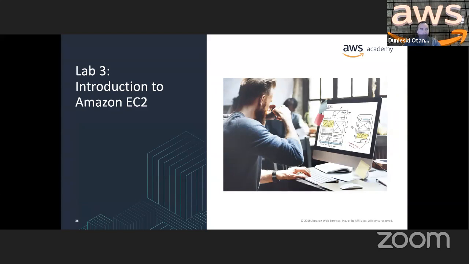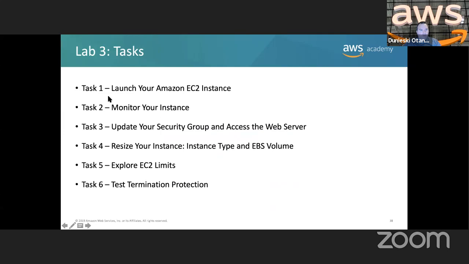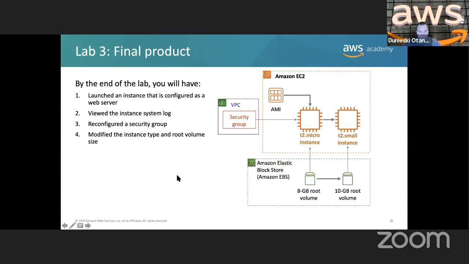In Introduction to Amazon EC2 Instance, it's going to be lab 3. You will launch and configure your first virtual machine that runs on an Amazon EC2 instance. I'm sure that's not going to be your first. I'm sure many of you already did that in your own time. Okay. So you're going to launch your Amazon EC2 instance, monitor your instance, update your security group and access the web server, resize your instance type and EBS volume, explore EC2 limits, and test termination protection.